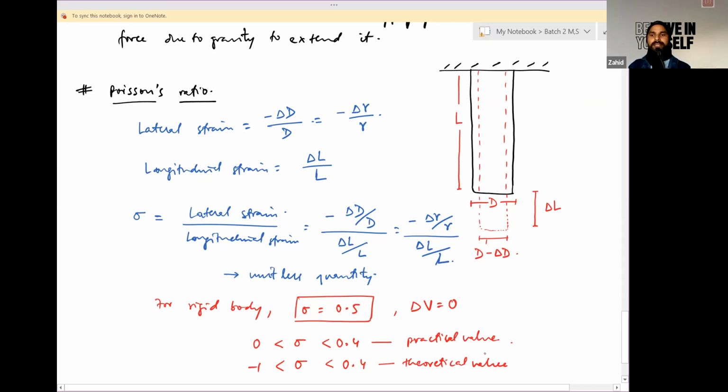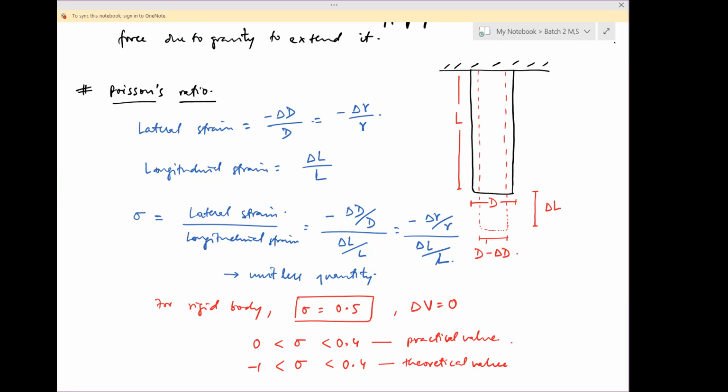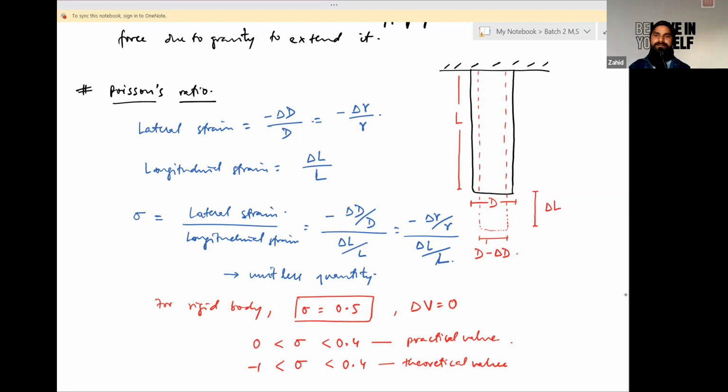Just write it down till this part. Done, sir. Yes, Asma. Done, sir.